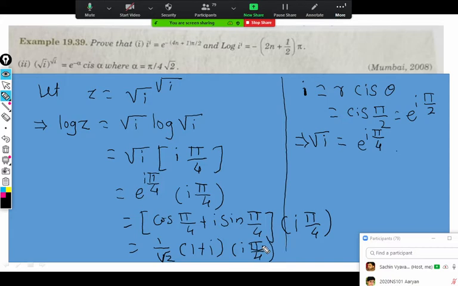What is our aim? Our aim is to get z at the end. We have to convert it into the z. So first we should multiply these two. Sir, how did we get 1 and 1? So cos pi by 4 is 1 by root 2. Sin pi by 4 is also 1 by root 2. 1 by root 2 is taken common. Okay, sir.